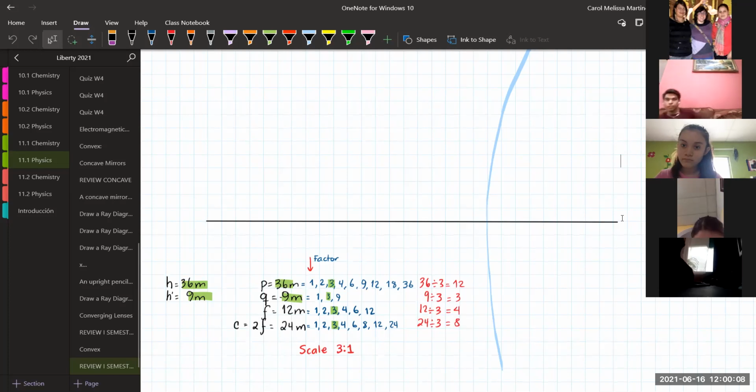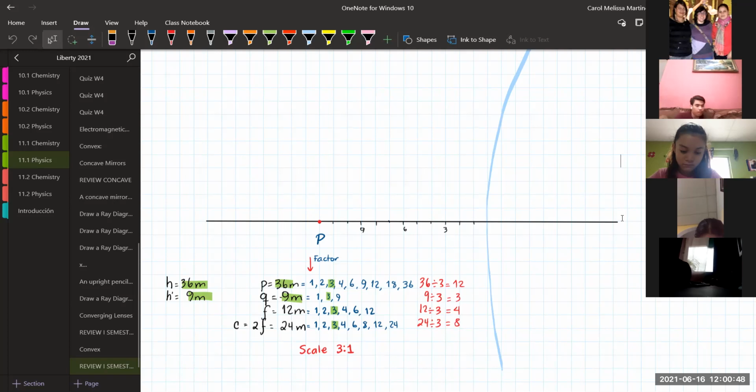So my object P is located 12 units in front. So I will start counting 12. 1, 2, 3, 4, 5, 6, 7, 8, 9, 10, 11, 12. So that point 12 is actually the point where my object, my jellyfish, is going to be. That's my point P, okay?